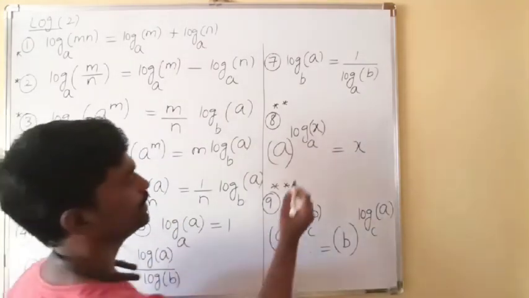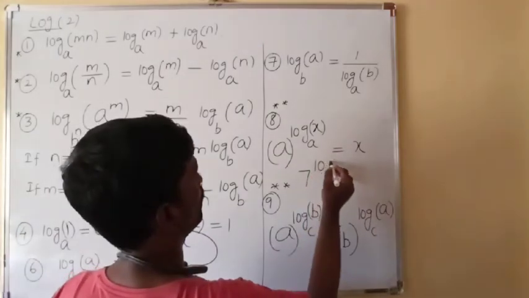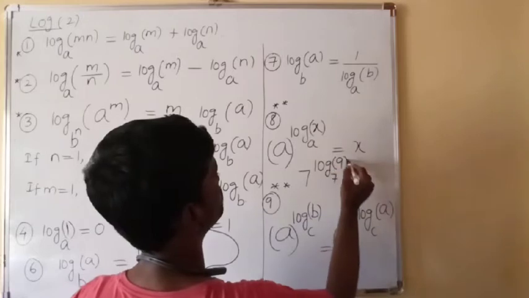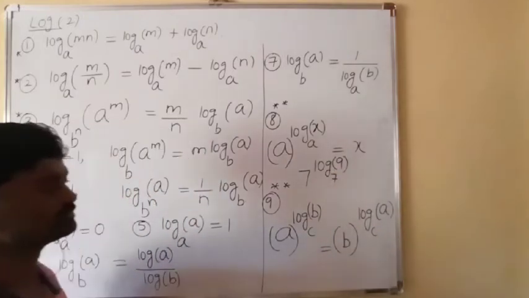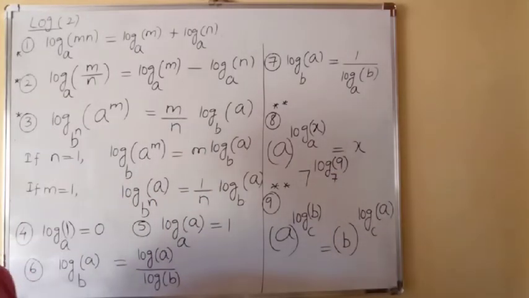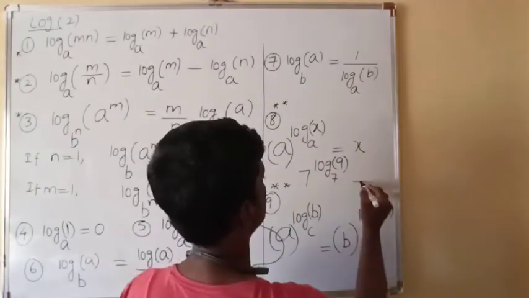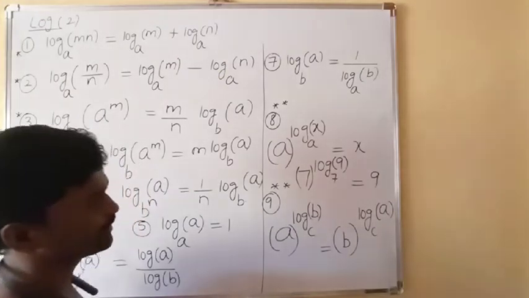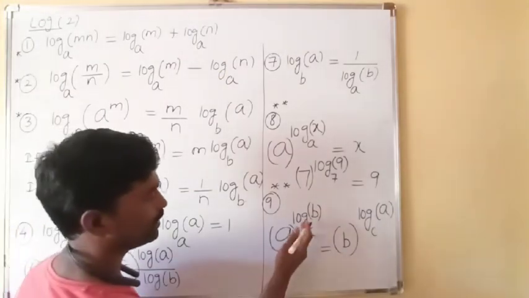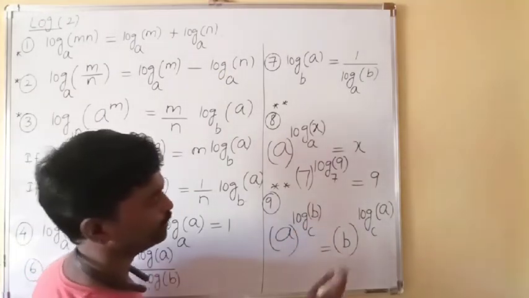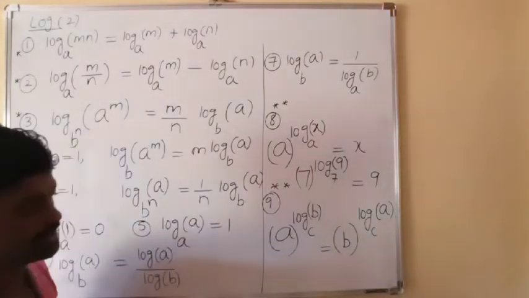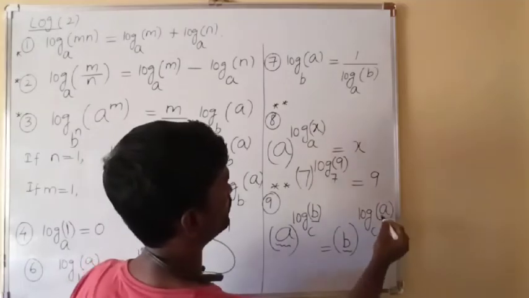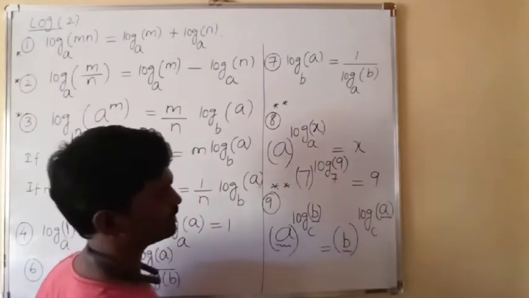For example, what is 7 power log 9 to the base 7? You will get 9. Next, the 9th formula: a power log b to the base c is equal to b power log a to the base c. That means we can interchange the positions of a and b, but the base must be the same, c only.